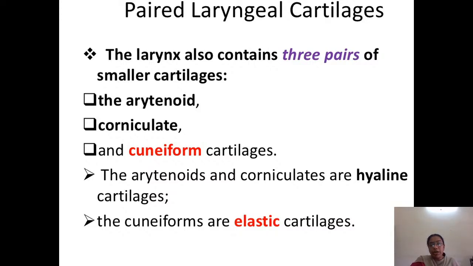There are small rod shaped cartilages present on the posterior side. When you see the anterior, you can't see them. On the posterior side, in the fibromuscular fold, you can see the arytenoid and the corniculate cartilages, which are made up of hyaline, whereas the cuneiform cartilage is made up of elastic cartilage.